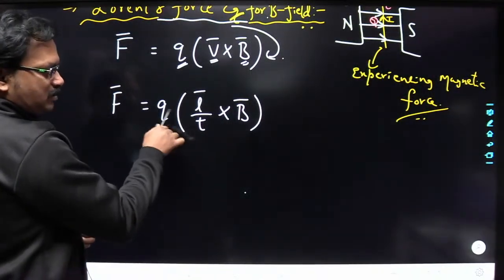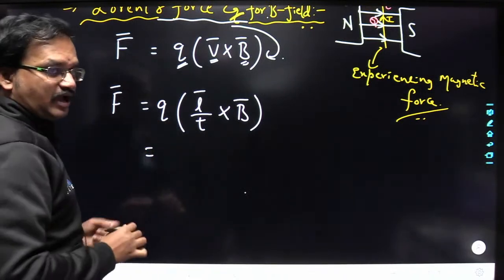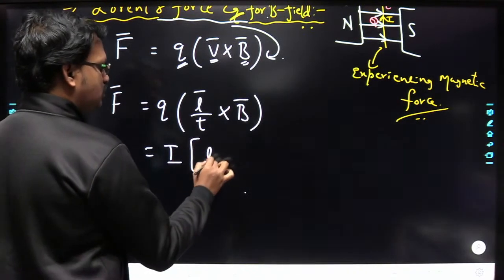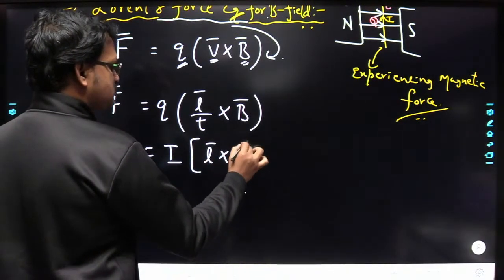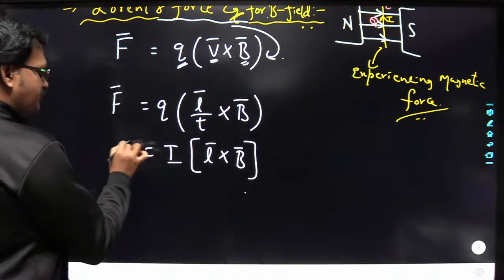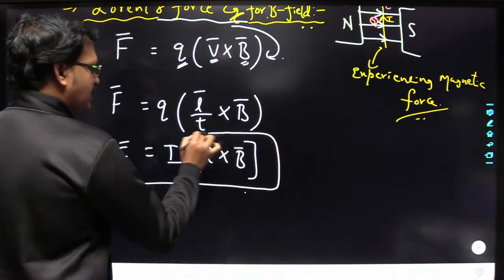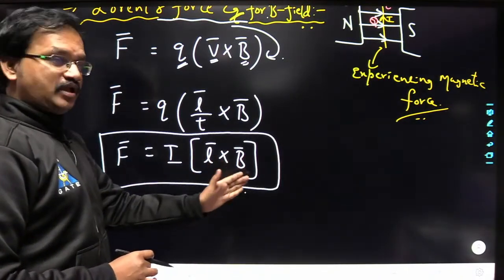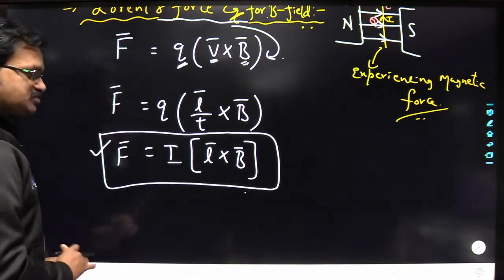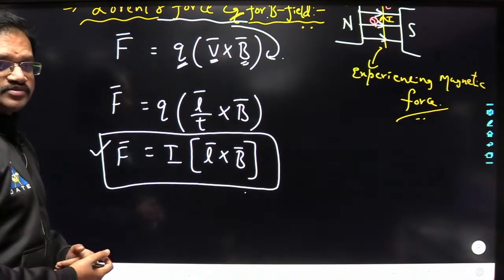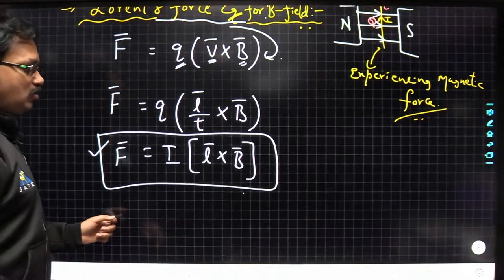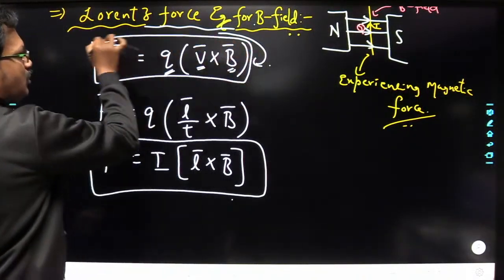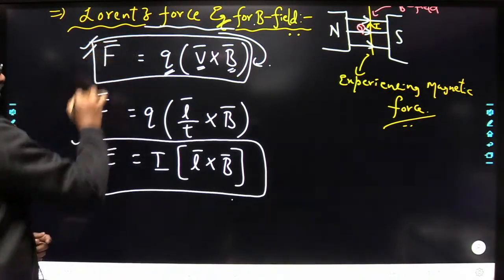Now from here, I am taking T outside. So Q by T I can write as current, yes or no? So current I into L bar cross B bar. So that means whenever you place a current carrying wire of length L in magnetic field B, it is going to experience a magnetic force. So you can represent it in this form, or you can represent it in the earlier form. Both are correct.